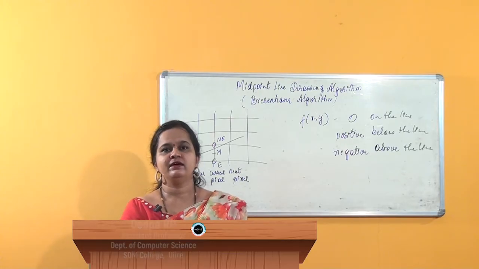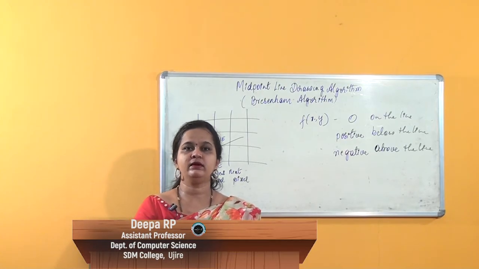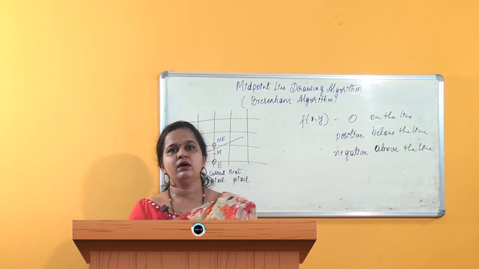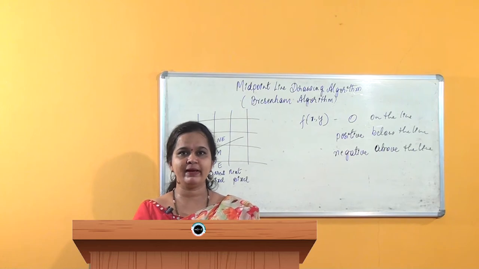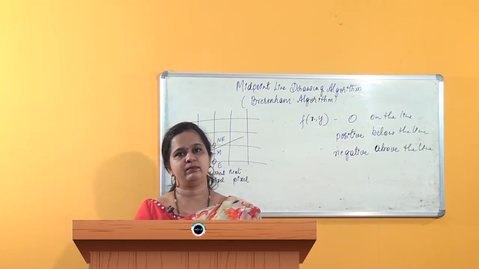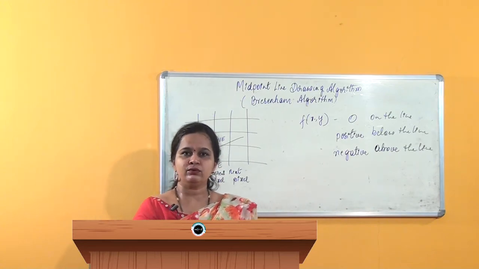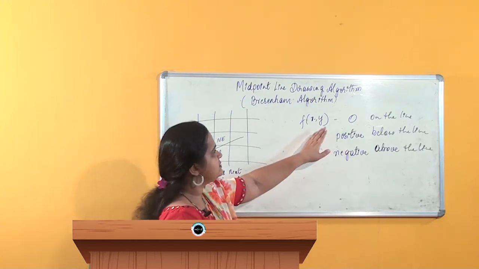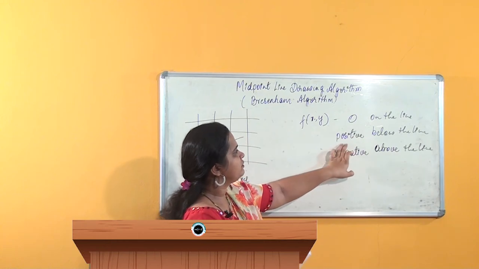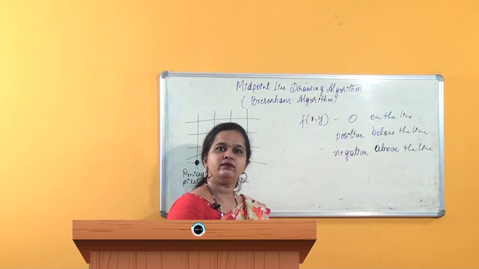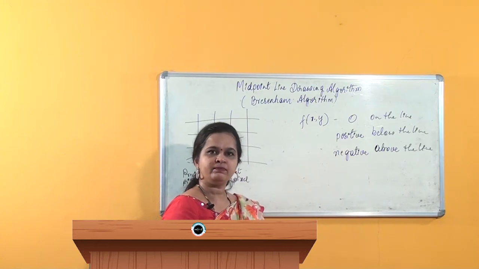Hello students, we are discussing the midpoint line drawing algorithm. In part 1, we have seen how the function f of x, y is going to be 0, a positive value, or a negative value. You can just recall that it is always 0 on the line, always positive below the line, and always negative above the line. The function of the line happens to be like this.